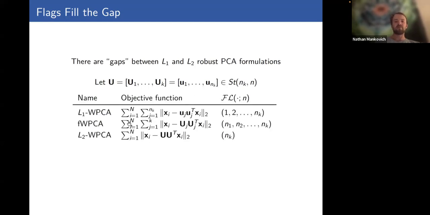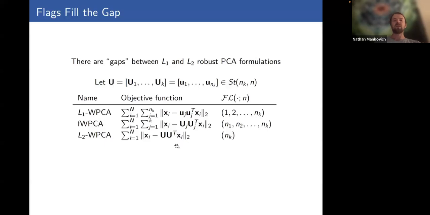And essentially you have the L1 formulations, which are things that people have used before normally. These are more robust. Then you have the L2 formulations, which are slightly less robust, but still more robust than normal PCA. And then the flag versions, where you're using a different flag type. It turns out that this Stiefel flag type, which is 1, 2, ... to NK, corresponds to this L1. Then the L2 corresponds to NK.